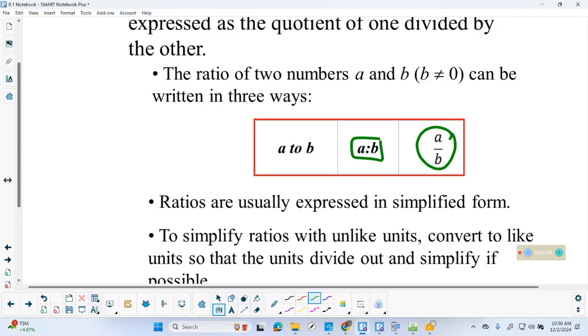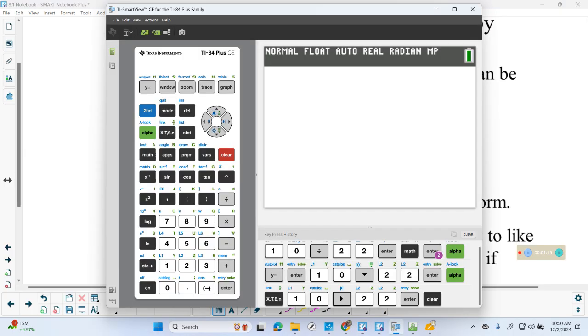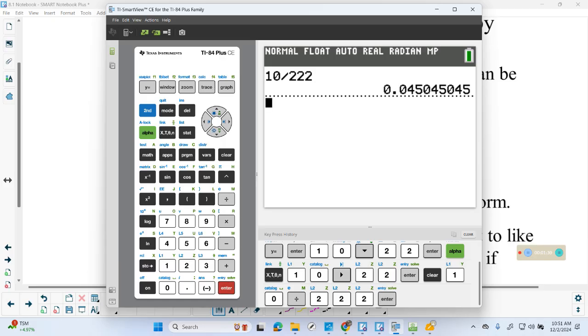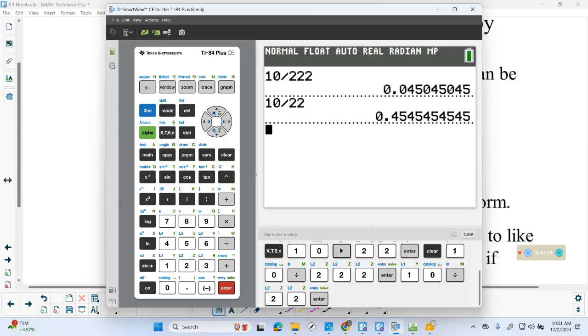Now, ratio is simplified form. So there's my next question for you. Do you know how to reduce fractions on your graphing calculators? No. So let me show you just in case you need that. So again, let's say you want to reduce, I don't know, 10 over 22. You could do it in your head, I'm well aware. But let's say you're worried, you want to make sure it's right. So on your graphing calculator, there's a couple ways you can do it. I can type in 10 divided by 22, and it's going to give you, of course, the decimal answer.